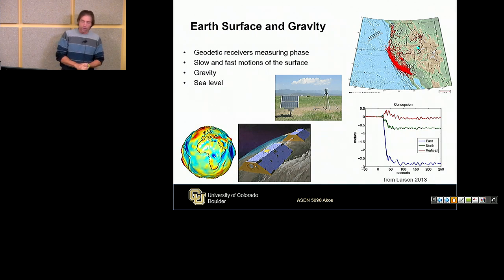Earth surface and gravity. Gravity is a key piece. Another piece is these geodetic receivers. We talked about the IGS sites. This is the PBO database, and they're really looking at plate tectonics, plate shifts for what happens. This is a typical site, very remote locations, running off solar panels to see what happens. And they're looking at the plate tectonics, how many things shift.